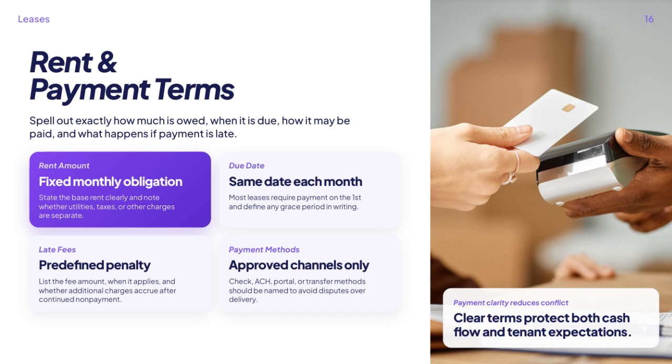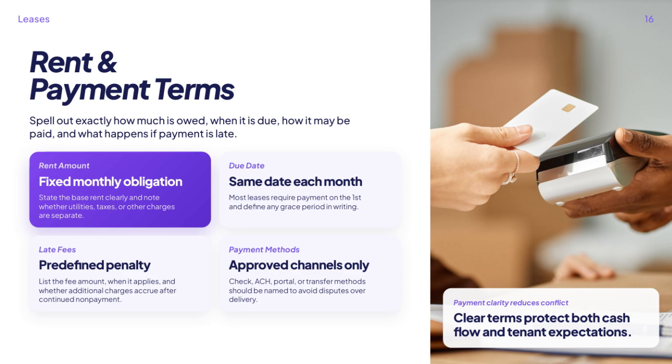Next, the due date usually stays the same each month, with most leases requiring payment on the first day and defining any grace period in writing. This helps set clear expectations and avoids confusion. Late fees should also be predefined. You want to list exactly how much the fee is, when it applies, and whether additional charges will accumulate if payments continue to be late. This protects both parties by setting clear consequences.